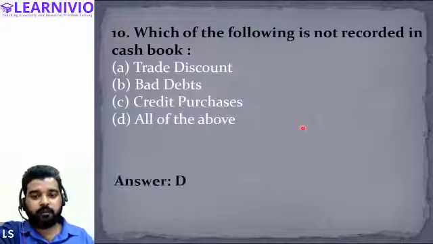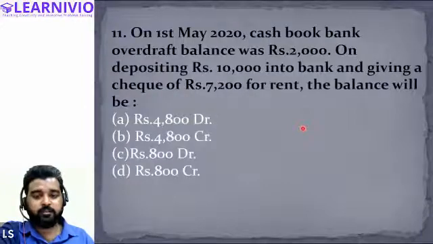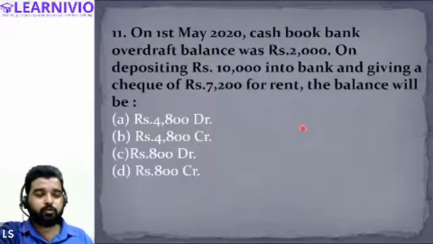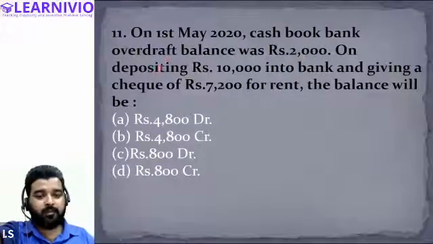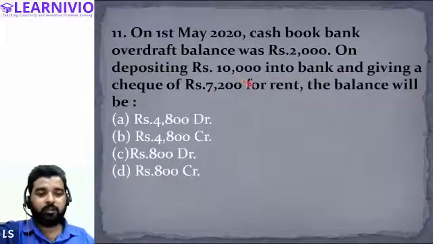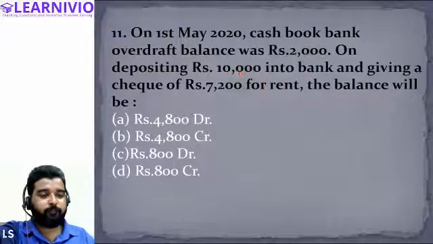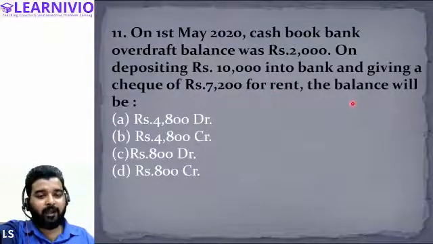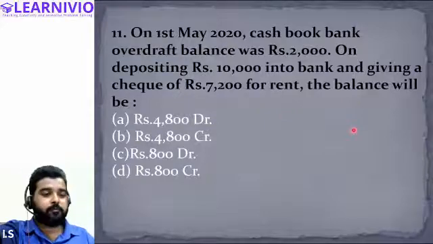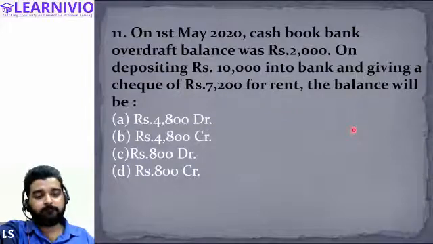Okay. Then we have 11th question. On 1st May 2020, the cash book bank overdraft balance was 2000. So there was a negative balance in the bank column of the cash book, 2000 negative. On depositing rupees 10,000 into the bank account, we have deposited a further amount in the bank. And giving a check of rupees 7,200 for rent, we have also made the payment of rent from the bank. Tell me, what will be the amount of balance available in the bank?